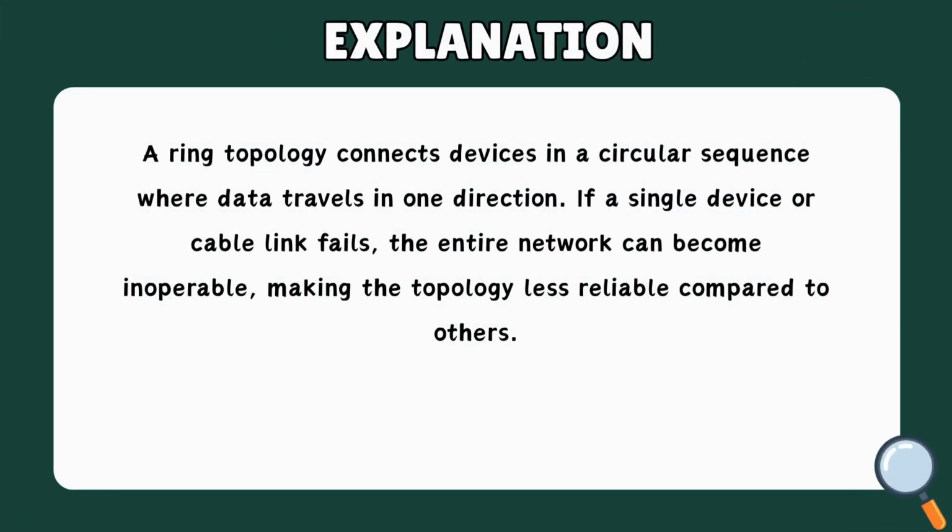A ring topology connects devices in a circular sequence where data travels in one direction. If a single device or cable link fails, the entire network can become inoperable, making the topology less reliable compared to others.